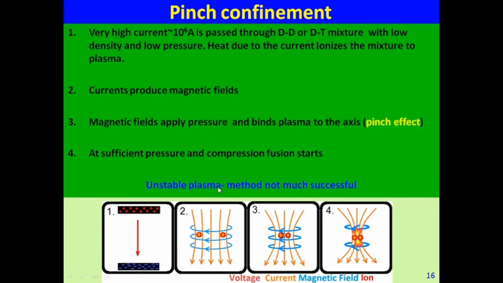It is an unstable plasma method and not much successful, because there will be a lot of leakages; plasma particles will not be confined as we think. There will be leakages. They will not be coming to this narrow restricted region. So that is one problem. It is not so used, pinch confinement.